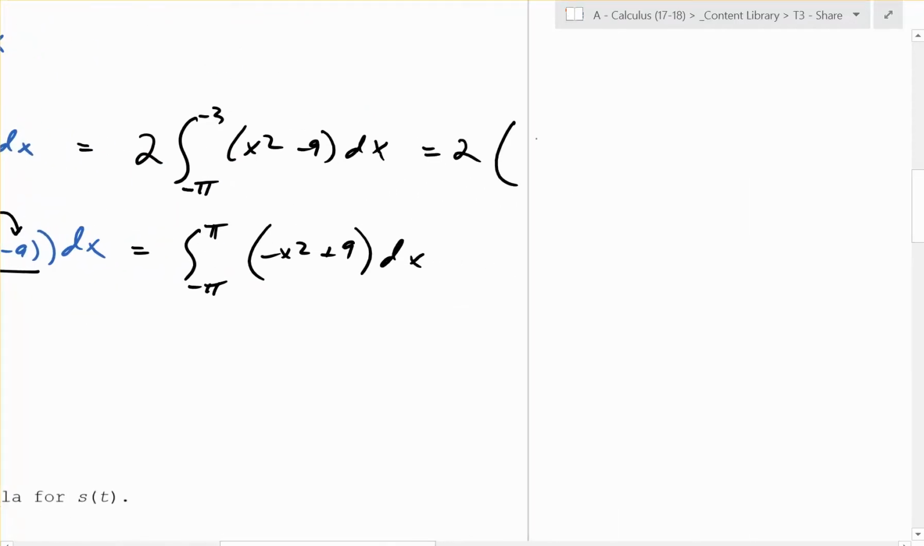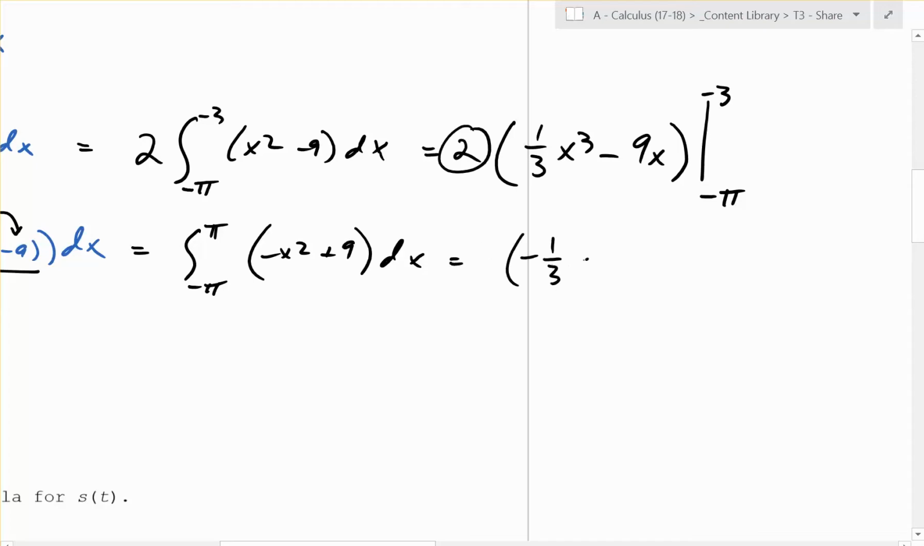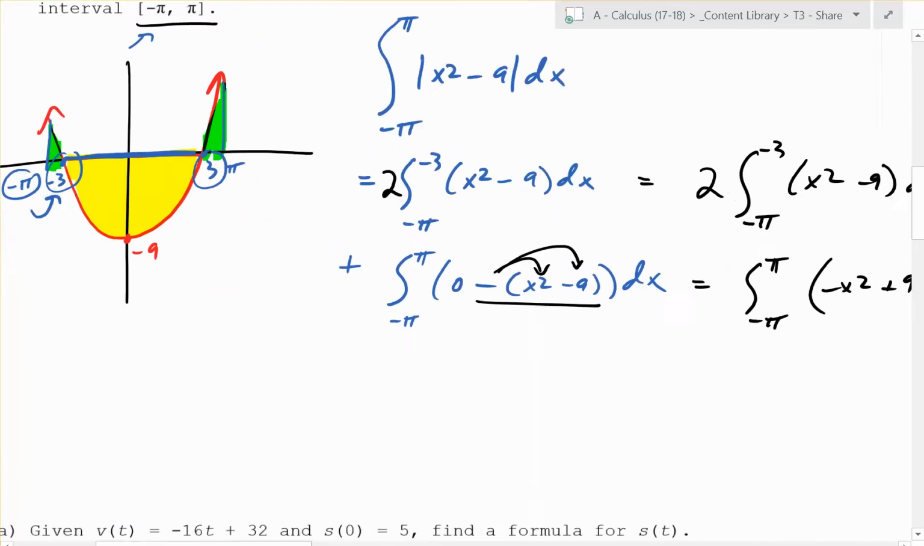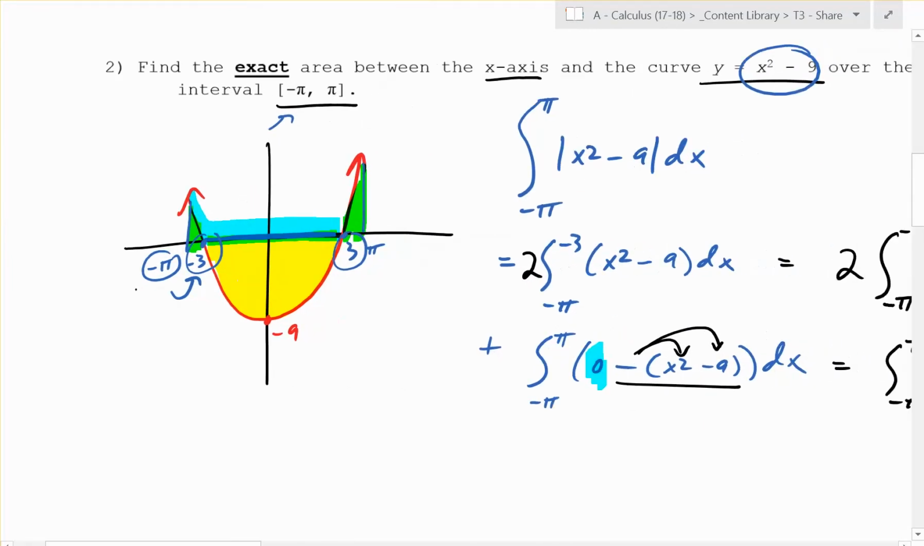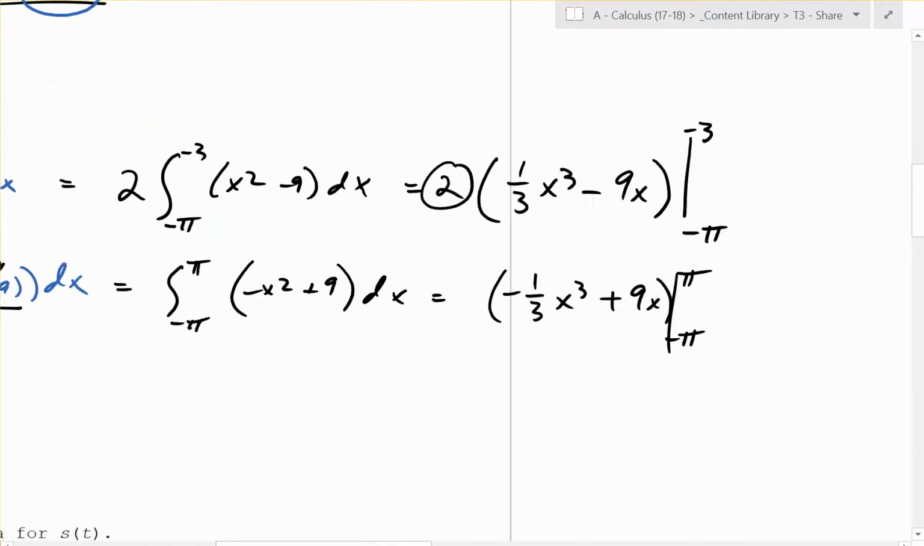So it's 2 times 1/3 x cubed minus 9x from negative pi to negative 3, and it's going to be 2 times that. And for here, it's just going to be negative 1/3 x cubed plus 9x from negative pi to pi. And remember, the reason this is happening is because the upper function was first here, and then it goes straight across. That's 0, so that's why it's 0 minus that. Before, it was just the regular x squared minus 9.